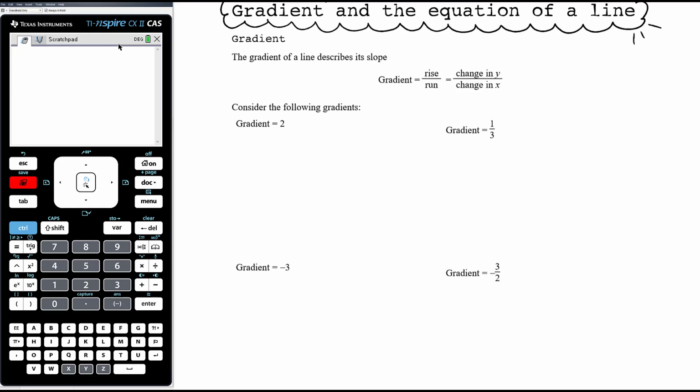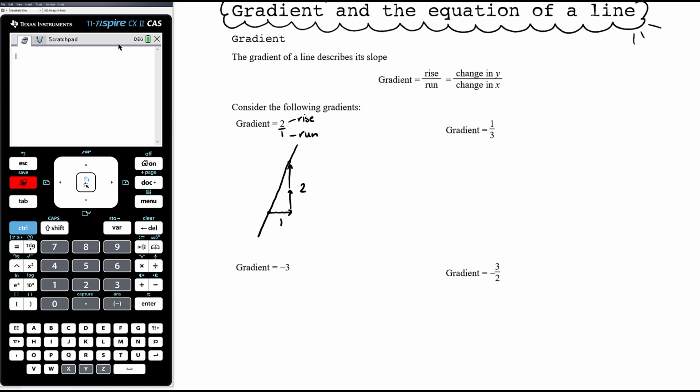So if we think about the following gradients, if we think about a line with a gradient of 2, we can write any number as a fraction. 2 is the same as 2 over 1. So we can think about this as being a rise of 2 for every run of 1. Meaning, for every 1 step to the right that I take, I'm going to need to take 2 steps up. And that will be a line that has a gradient of 2.